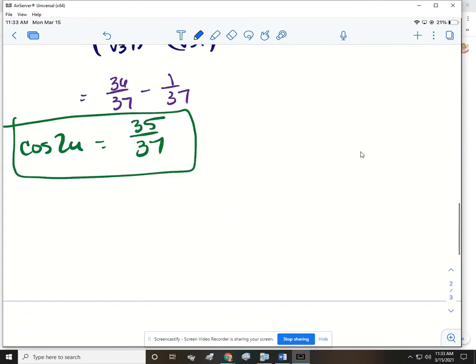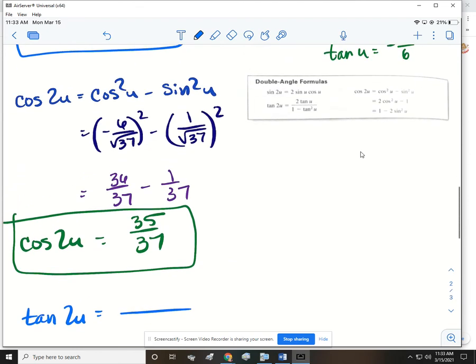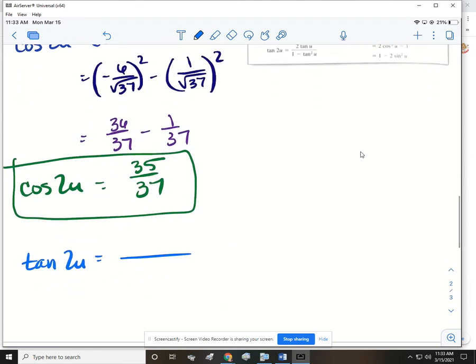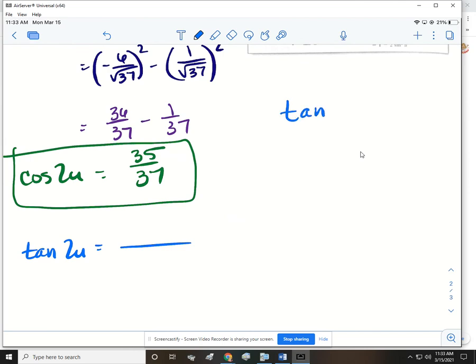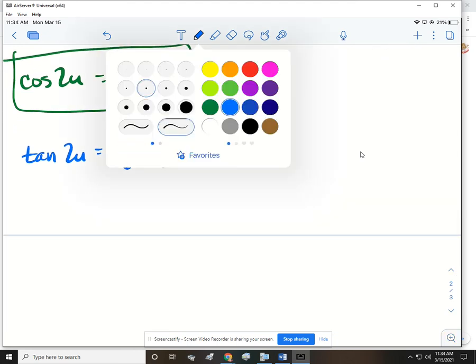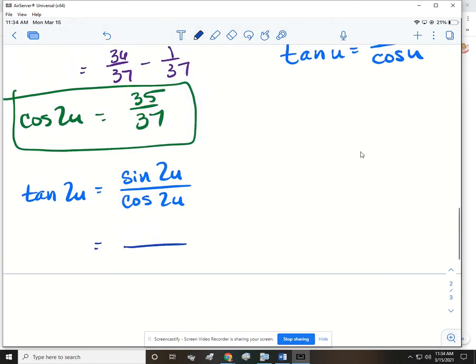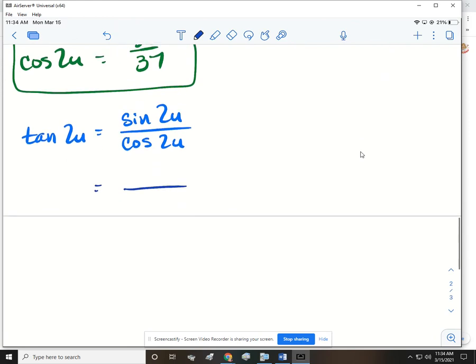Okay, and then for the tangent of 2u. Now, I don't really like that tangent formula, so I'm going to use an old one that we all know, that the tangent of u is equal to the sine of u divided by the cosine of u. So for tangent of 2u, it's going to be the sine of 2u divided by the cosine of 2u. So I already found the sine of 2u was negative 12 over 37. And I found that the cosine of 2u was 35 over 37.